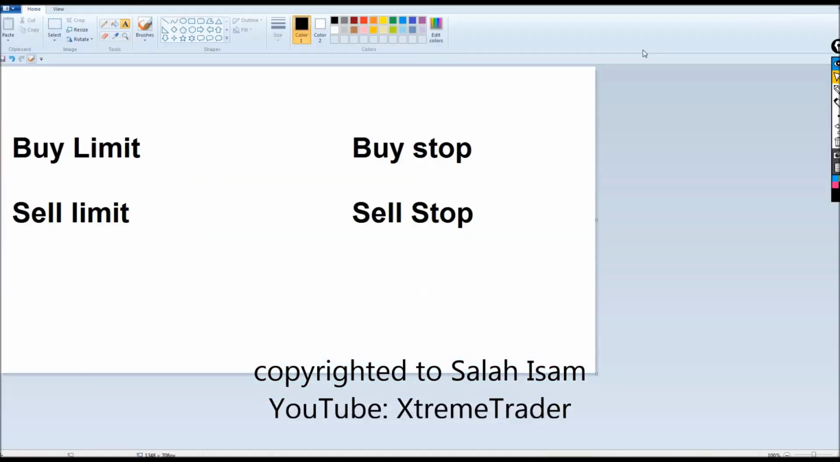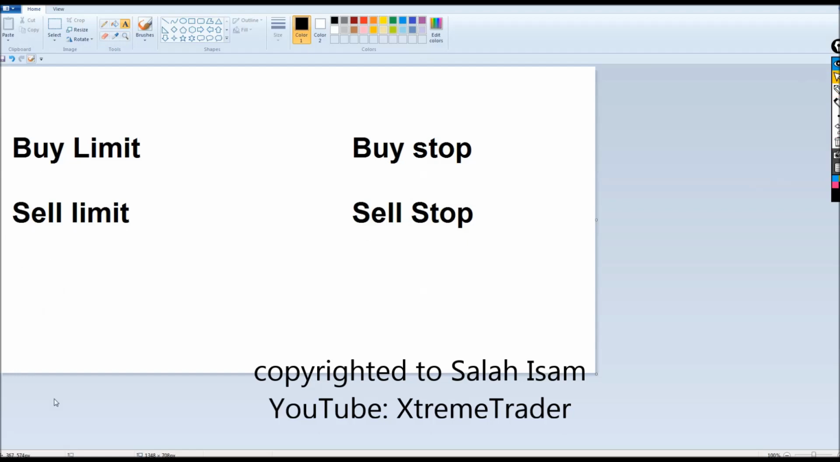Yeah, so I've made these to make it easier for you. If we look here, we have, of course, buy limit and sell limit, and we have the buy stop and sell stop. So what is the difference between these four options? Let me tell you. Buy limit or sell limit is, in other words, the reversal. Meaning if the market is going up somewhere, and you want to set your pending order on a level where you want to actually sell.